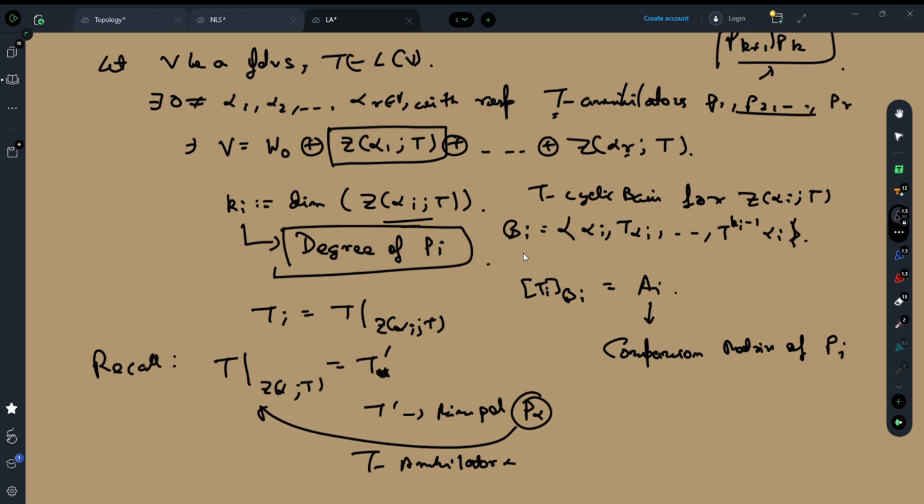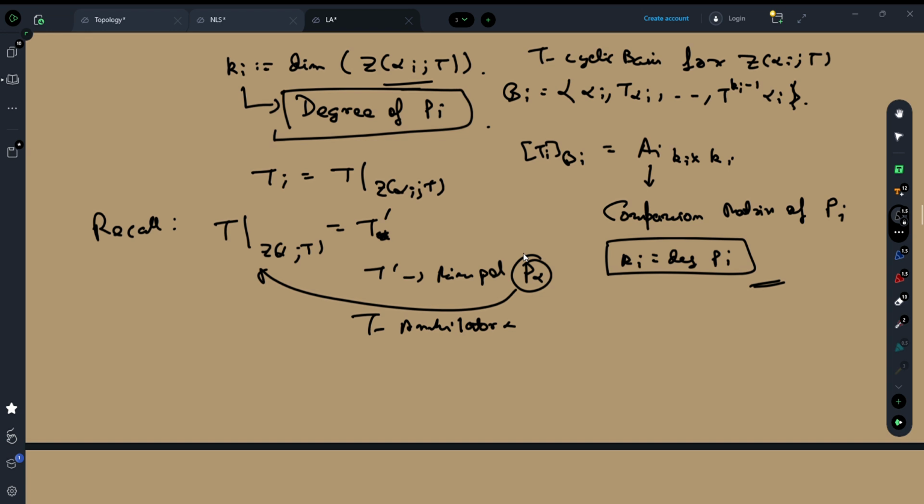So Ti is basically the restriction of T over the T-cyclic subspace generated by alpha i. So Ai is the companion matrix of the T-annihilator of alpha i, which is Pi, right? I guess it's clear now. So what should be the dimension of this matrix Ai? It should be the degree of Pi, right? So let me just write it down here. Ai is a matrix ki cross ki, where ki is the degree of Pi. That's quite obvious. So it's the companion matrix of Pi. I guess it's clear now.